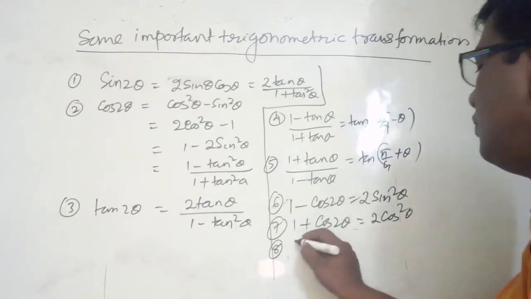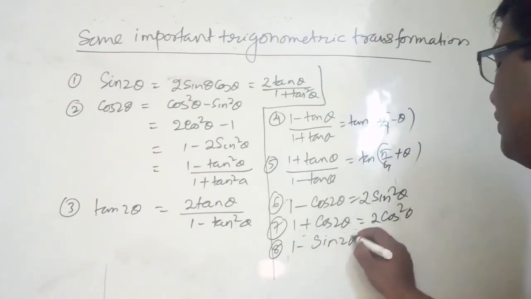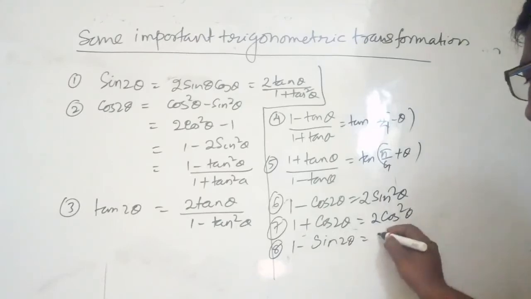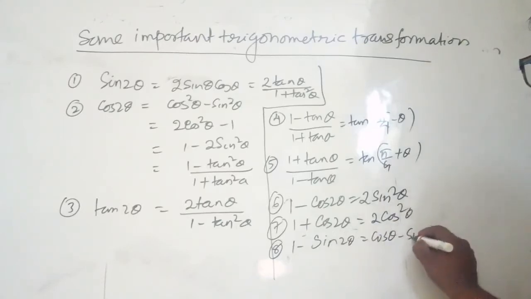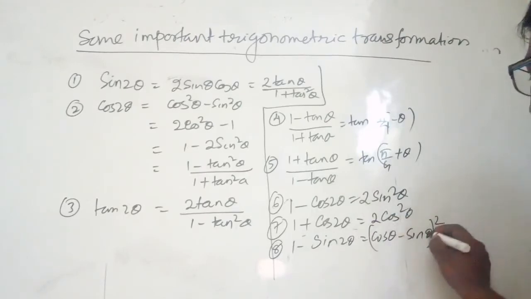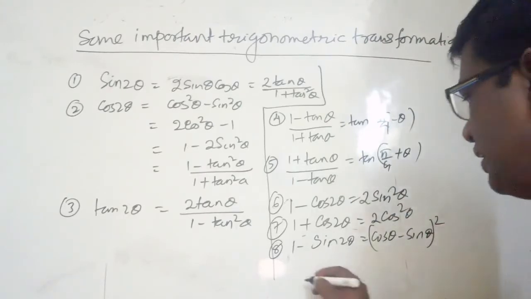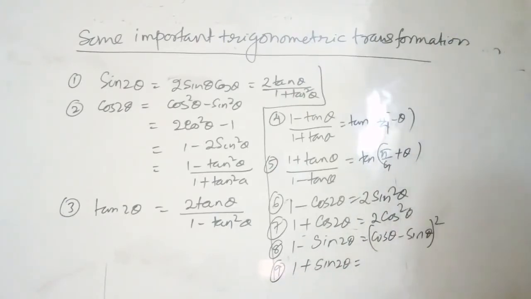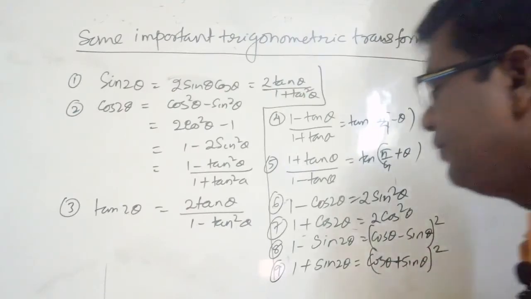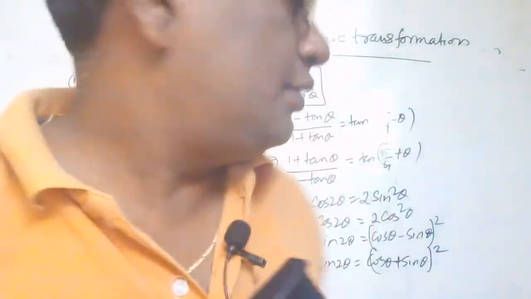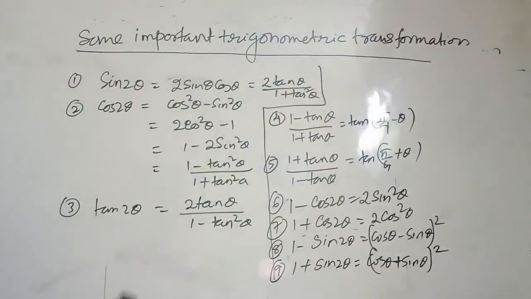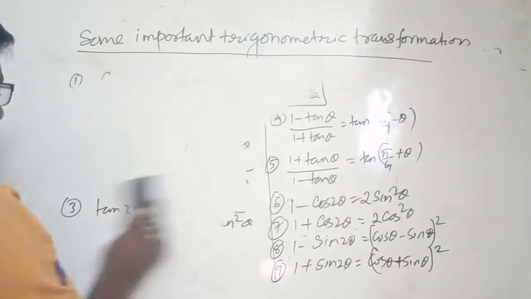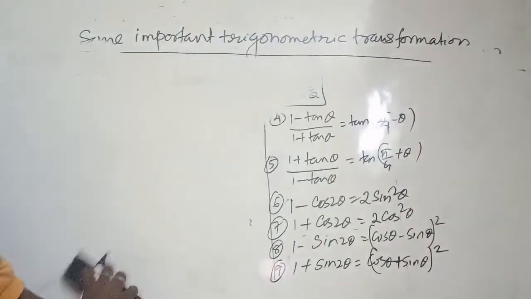Suppose 1 minus sin 2 theta, this is equal to what? Cos theta minus sin theta whole square. And formula 9: 1 plus sin 2 theta is equal to what? Cos theta plus sin theta whole square. This is 9, and this is another formula, formula number 10.